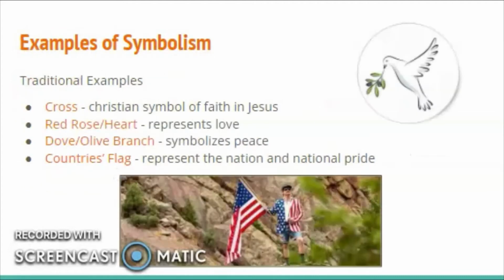So some examples of symbolism, we have traditional symbols that, culturally speaking, most people know what these represent. So a cross is the Christian symbol of faith in Jesus. The red rose or heart represents love. The dove or olive branch symbolizes peace. And then countries' flags represent the nation and national pride.